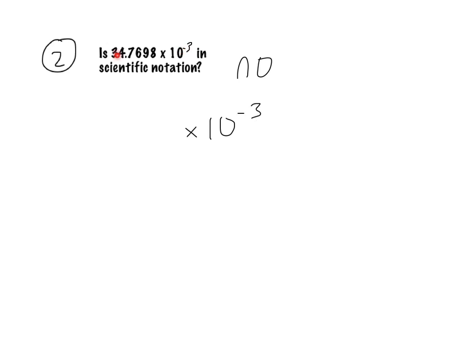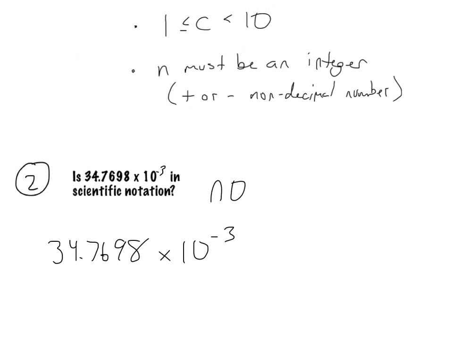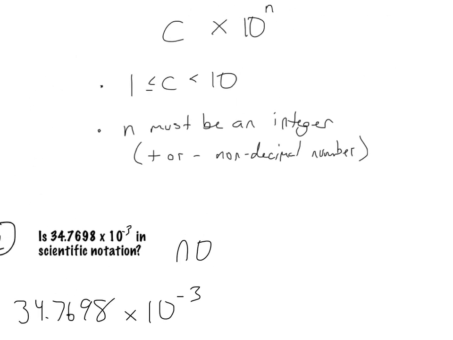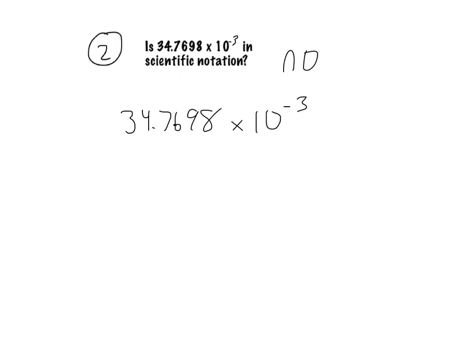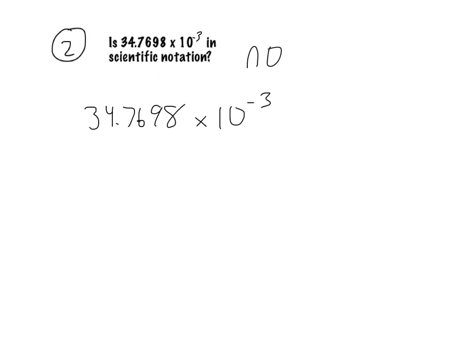But how about the 34.7698? 34.7698. This is the issue, and why? It is not greater than or equal to 1 and less than 10, right? It doesn't fit this rule, okay? It cannot be greater than 10. It has to be less than 10, and 34.7698 is significantly greater than 10. So that would not work, okay?